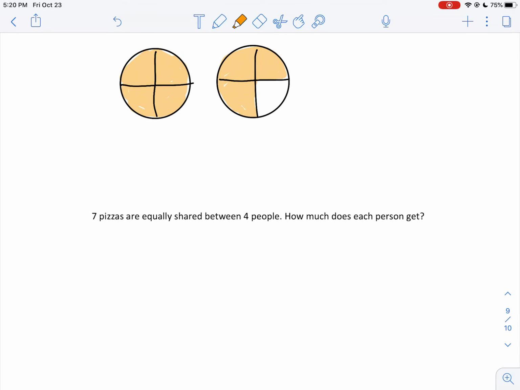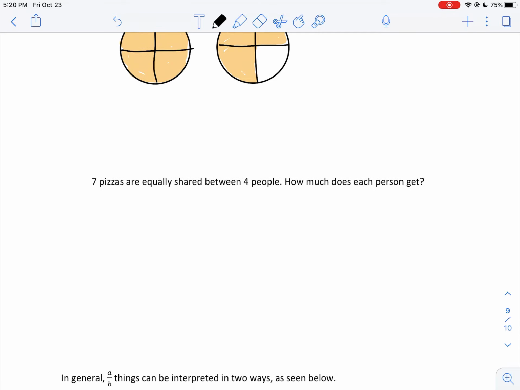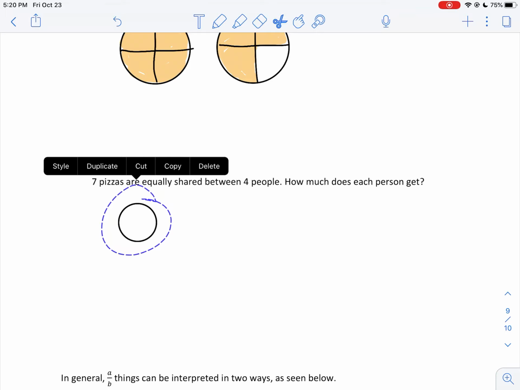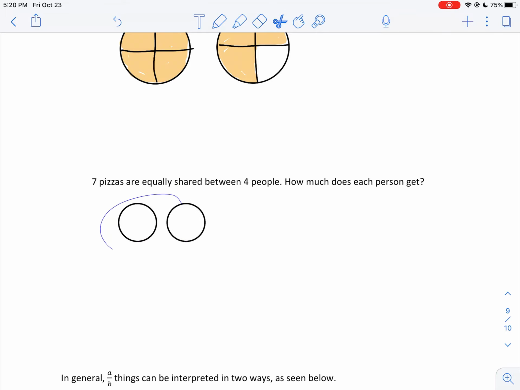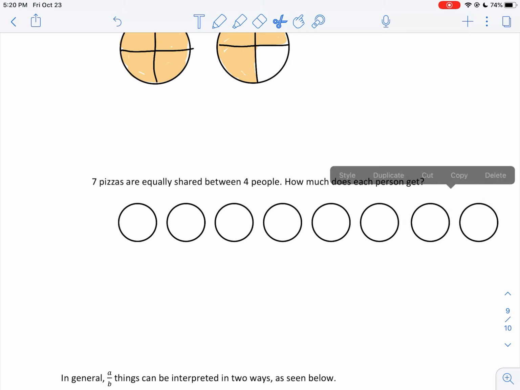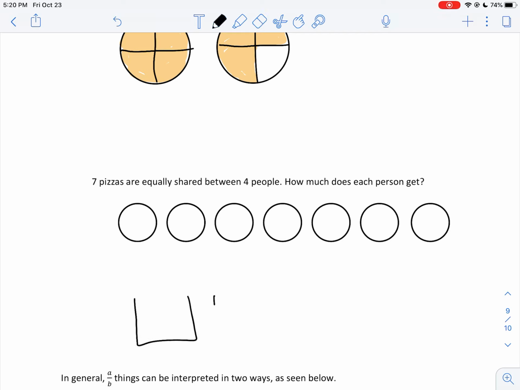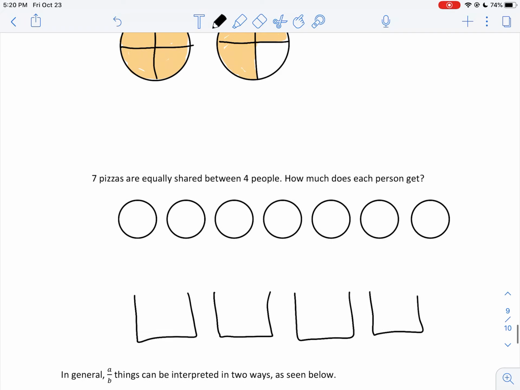And 7 pizzas are equally shared between 4 people. How much does each person get? Okay, all right, so we have 7 pizzas. Let's just do some copy paste. Okay, there's 7 pizzas, and we're going to share this with 4 people. I'm going to use these little bins to represent a person. All right, so we have 4 people, and we've got 7 pizzas to share. And how much does each person get?